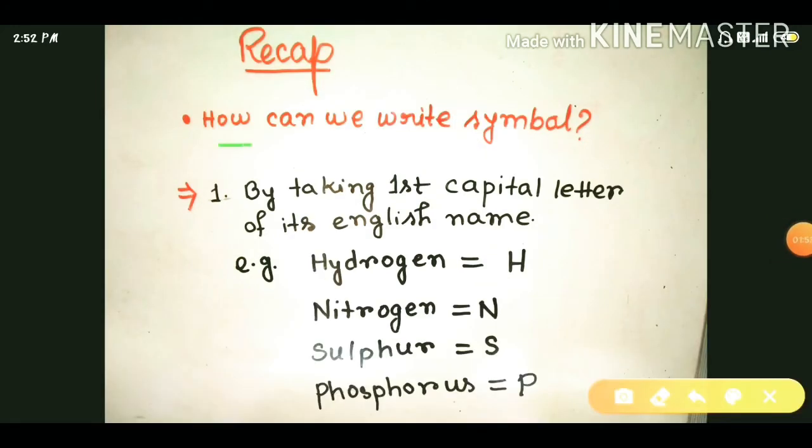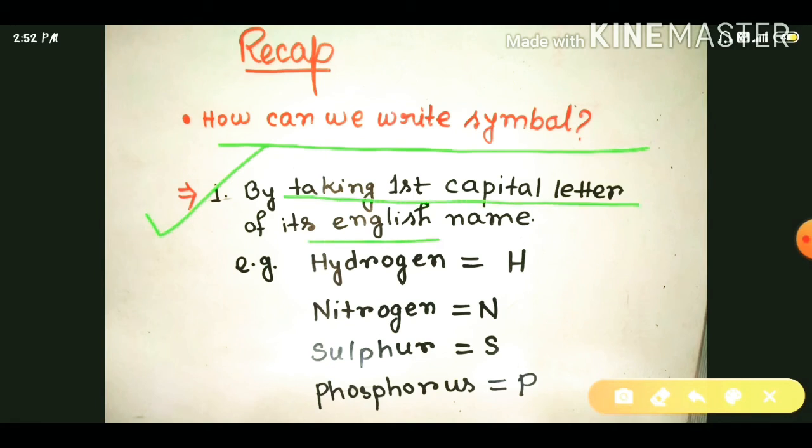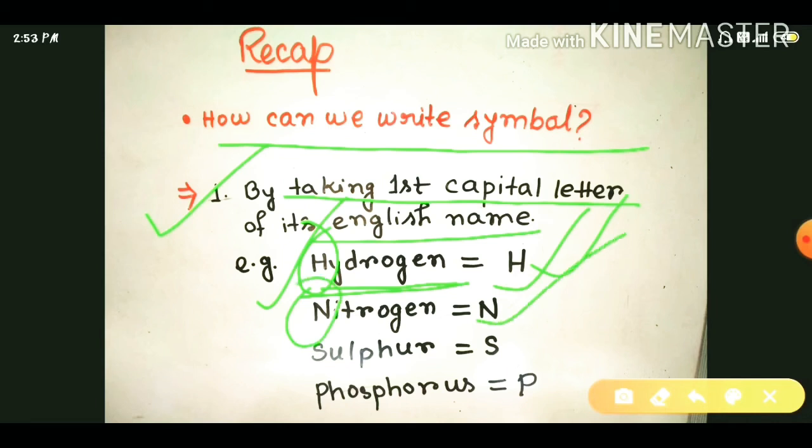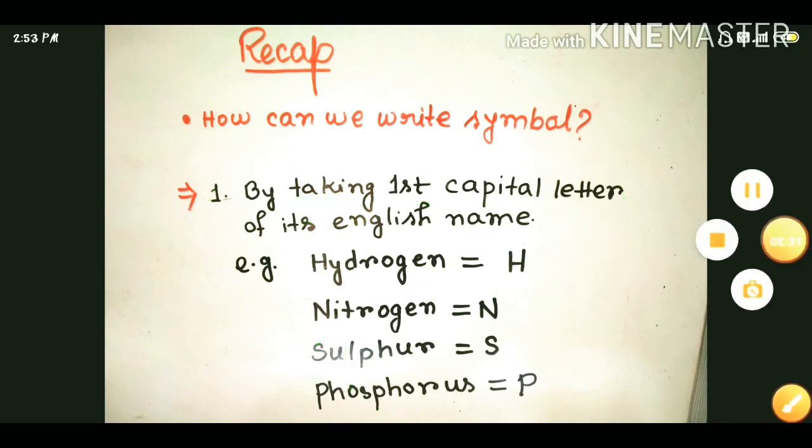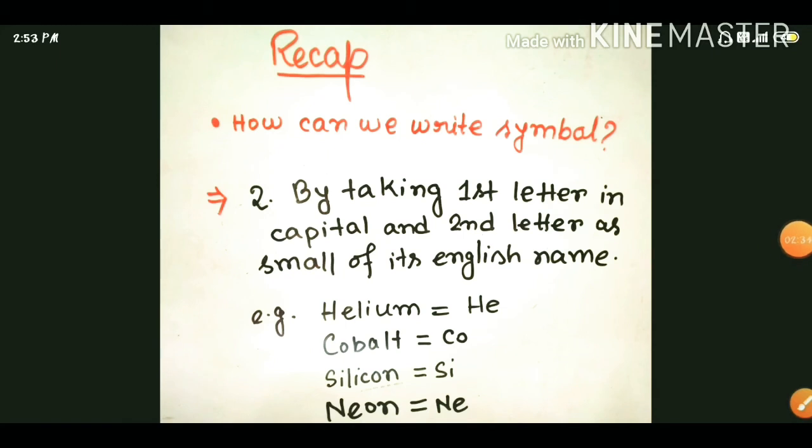Okay, let's see how we can write a symbol. The first point is taking the first capital letter of its English name. What is the English name of hydrogen? It's hydrogen, and H is its first capital letter, so H is the symbol of hydrogen. And the first capital letter of nitrogen is N, so N is the symbol of nitrogen, and same for sulfur and phosphorus too. Okay, easy, right? Very easy. Let's see the second point.